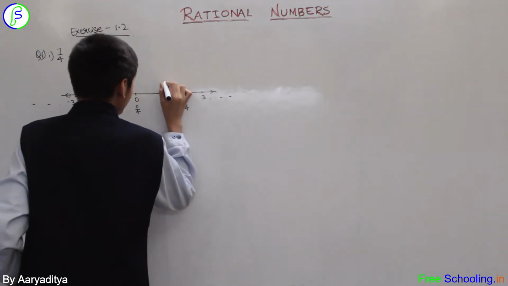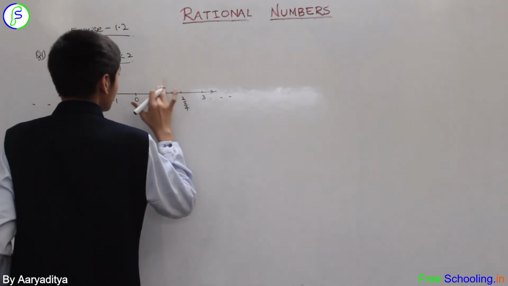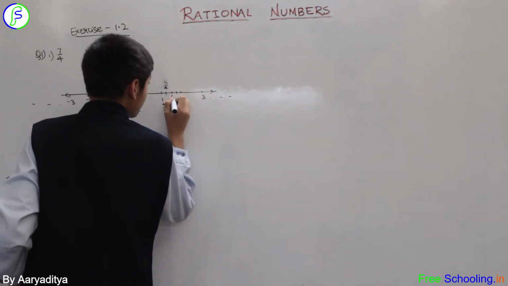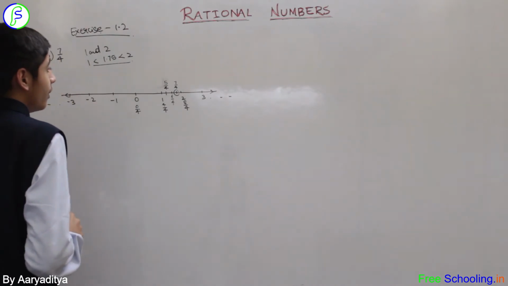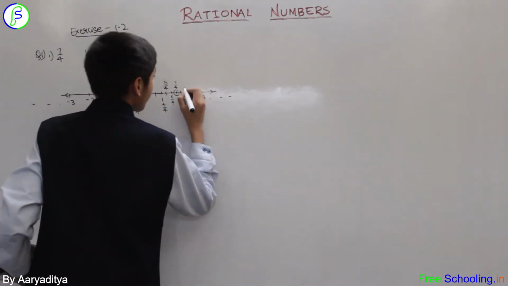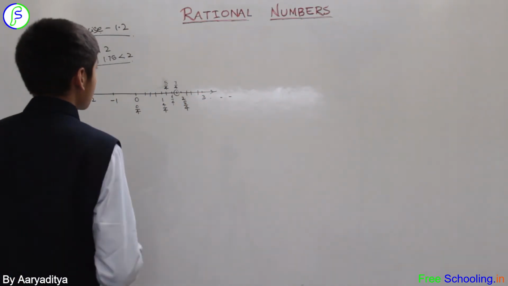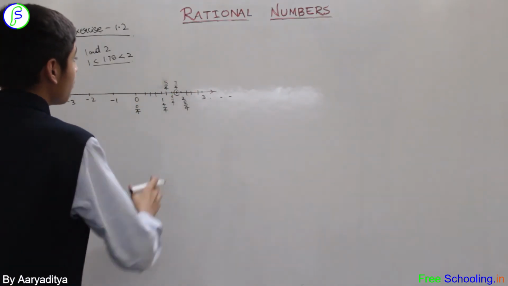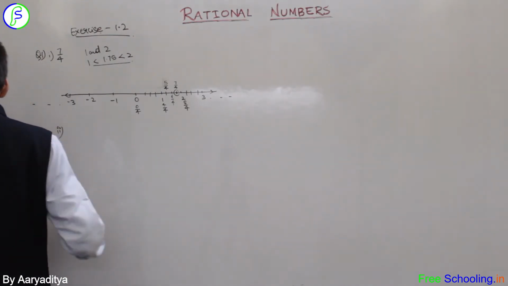So here comes to be 5 by 4, 6 by 4, and here comes 7 by 4. So here is 7 by 4. Similarly you have 4 equal divisions out here. That's how you do it. You got 7 by 4 here between 1 and 2. If you make 4 equal divisions, then that will be the third one. Similarly, moving on to the second part.